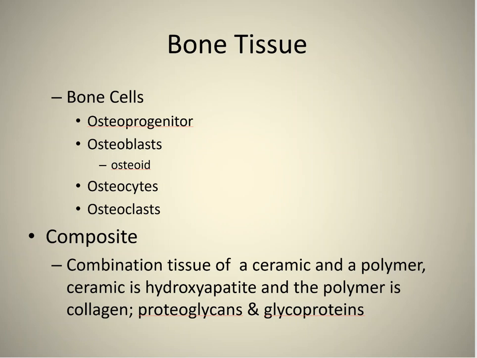Remember, bone is a composite tissue, and this is used in construction all the time, particularly like in making airplane fuselages, of a ceramic and a polymer. So what you want is you want to have real strength, but you want to be flexible. And so the ceramic is a hydroxyapatite, which is the strength, and the polymer is collagen, and so it's a mixture of proteoglycans and glycoproteins, which is the same thing as saying there are proteins that have sugar associated with them.